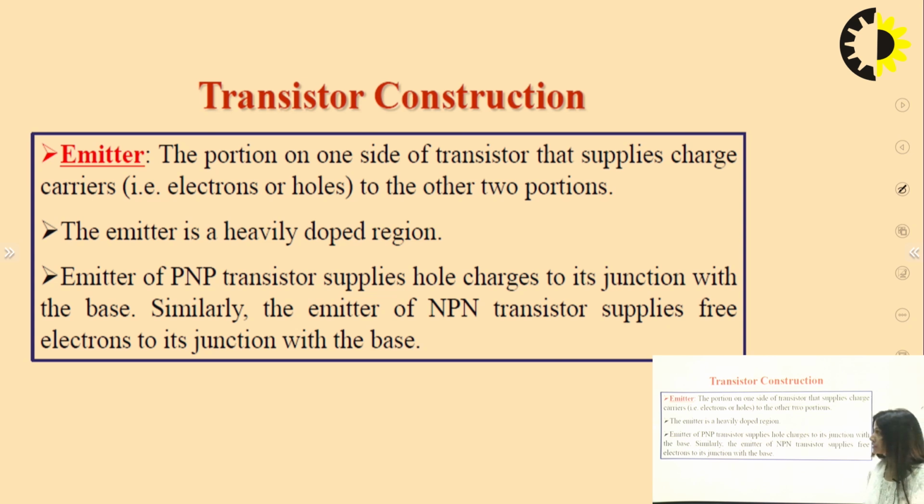Now, transistor construction. As I told earlier, the emitter is going to supply the charge carriers, which are the majority charge carriers, so the emitter is heavily doped. It has to be very, very heavily doped so that it can emit the majority carriers, because once majority carriers are emitted, the current will be flowing. So this is how the transistor is working.